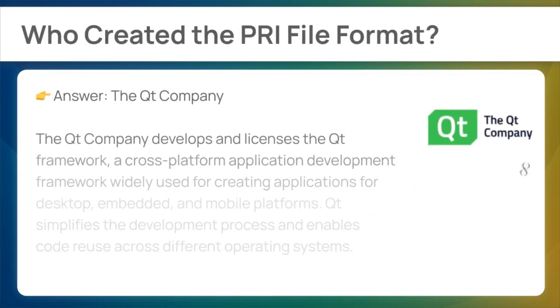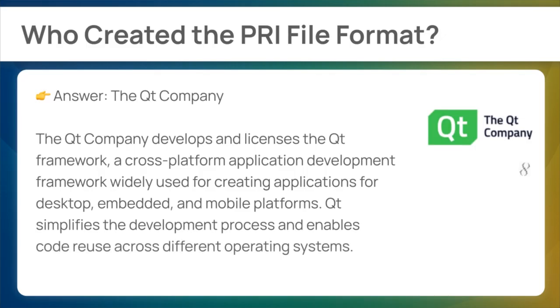PRI files are generated by the Qt Resource Compiler, QRC. The compiler takes a .qrc file, which lists the resources to be included, and produces a binary file optimized for fast loading. The format is specific to Qt and designed for seamless integration with the Qt resource system, providing a platform-independent way to manage application assets.